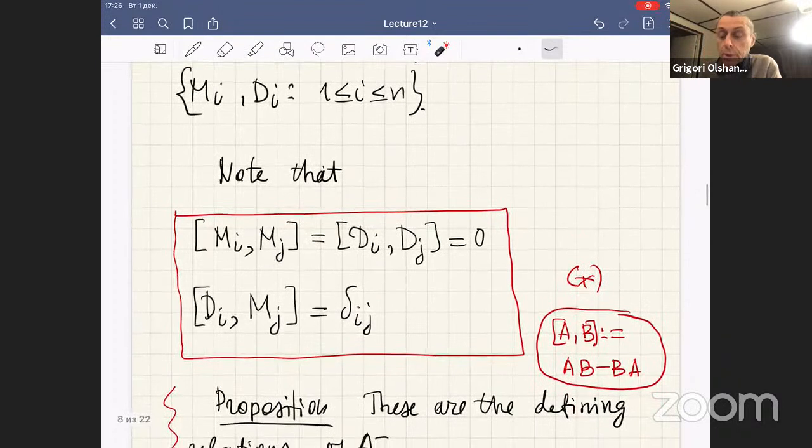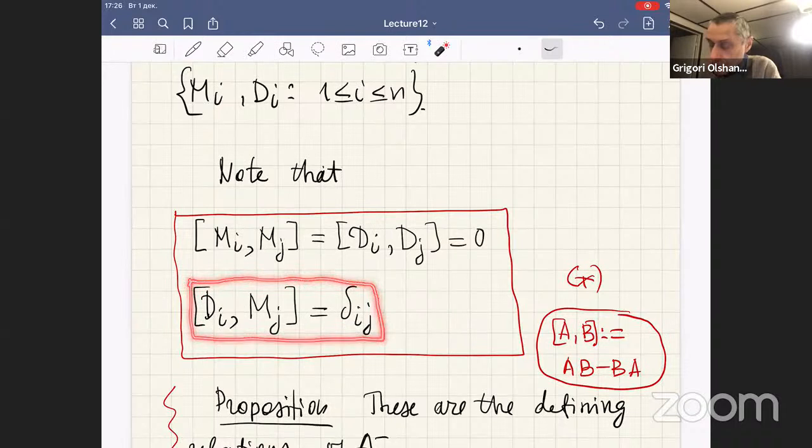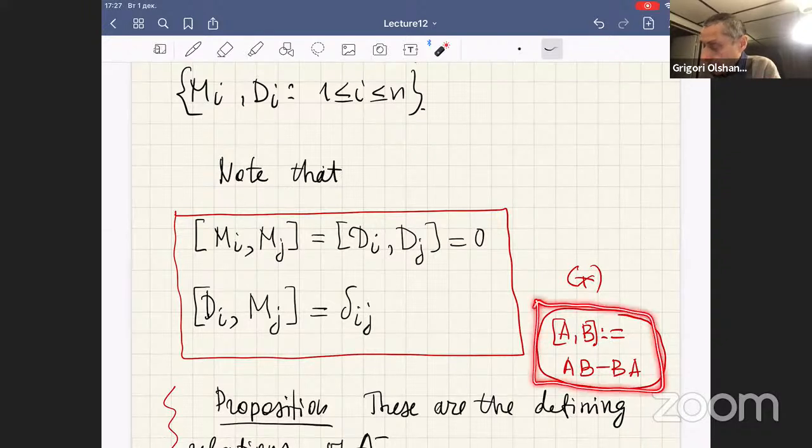And what do we get? Here are the commutation relations. The m operators and the d operators commute among themselves, which is trivial, of course. And we have this commutation relation: the commutator between d and m is equal to 0 if the indices are distinct, and it is equal to 1 if they are the same. This is the Kronecker delta. And I recall here the definition of a commutator, just AB minus BA.